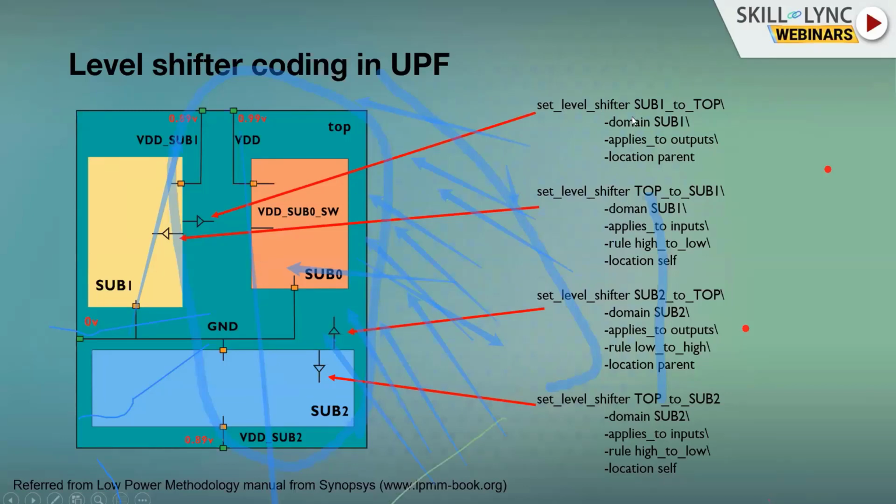If you see here, set level shifter sub 1 to top, and the domain is sub I1, and applies to output. That means that all the outputs coming out here will have a level shifter here. And they are telling location parent. So this is the child partition, and this is the parent partition. You see, this is the parent and this is a child, and the location they're telling, they are putting it in parent.